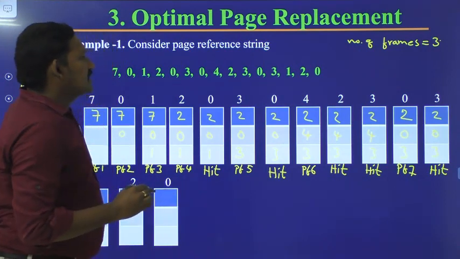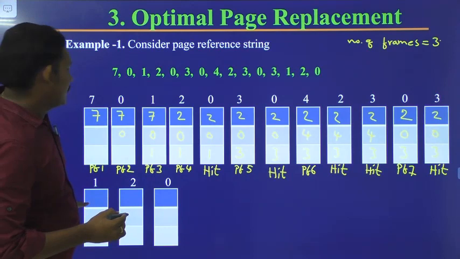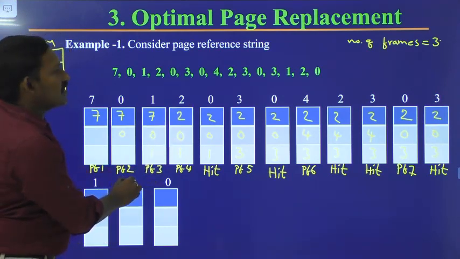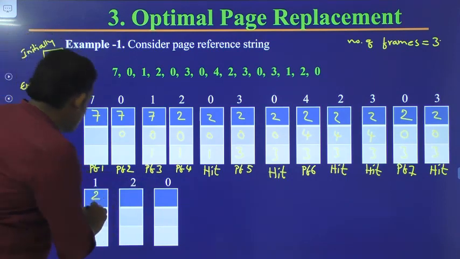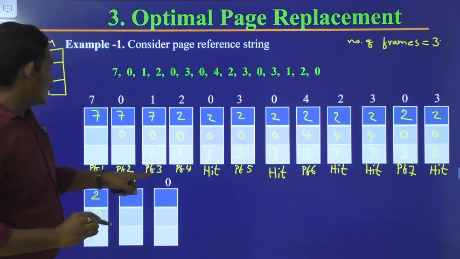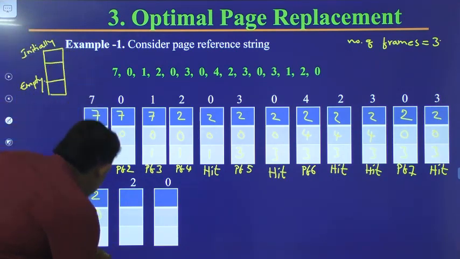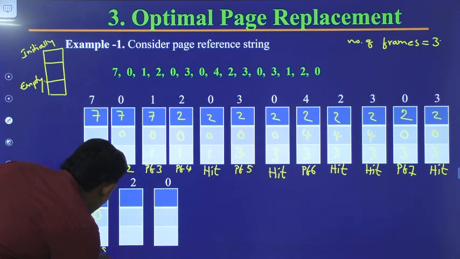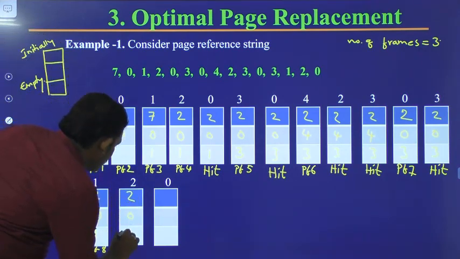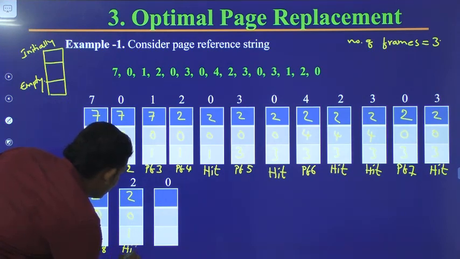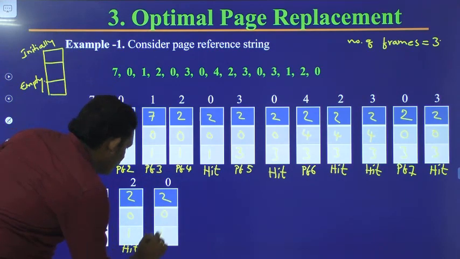Okay. Next, 1 is to be inserted. So what we are using in the near future? In the near future we are using 2. So 2 we will keep as it is. In the near future we are using 0 also. 0 will be kept. So 3 is not used. That's why we will replace 3 with 1. So this is page 8. So here 2 is already there. So 2, 0, 1. It is hit. So again this is 0. So 2, 0, 1. So this is also hit.